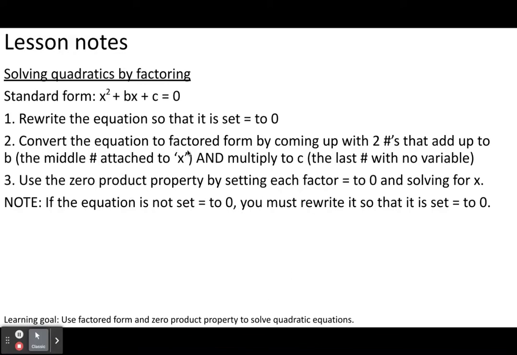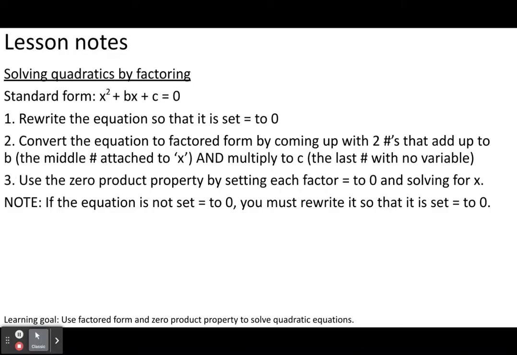All right. So once we do that, we're going to convert the equation to factored form by coming up with two numbers that add up to b, the middle number that's attached to x, and multiply to c, the last number with no variable. So that is what we did in yesterday's lesson. And then once we do that, we can use the zero product property by setting each factor equal to 0 and solving for x. That right here, that is what we did on Tuesday.